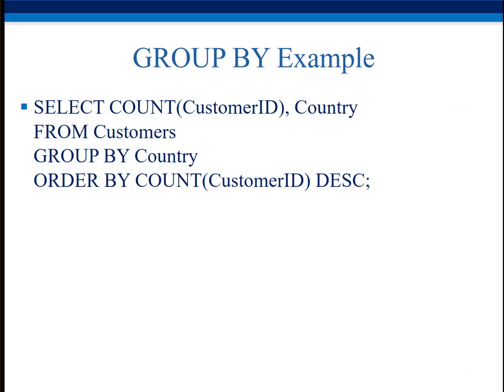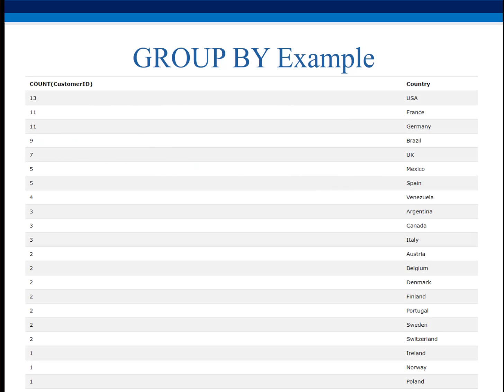So again, we have select count customer ID, country in here, order by count of customer ID descending. So that looks a lot crazy, but it's really very simple. We're grouping by country, and we're just ordering by count. So we want to know who has the most people. And obviously, USA still wins. So you can see that it is now in descending order.